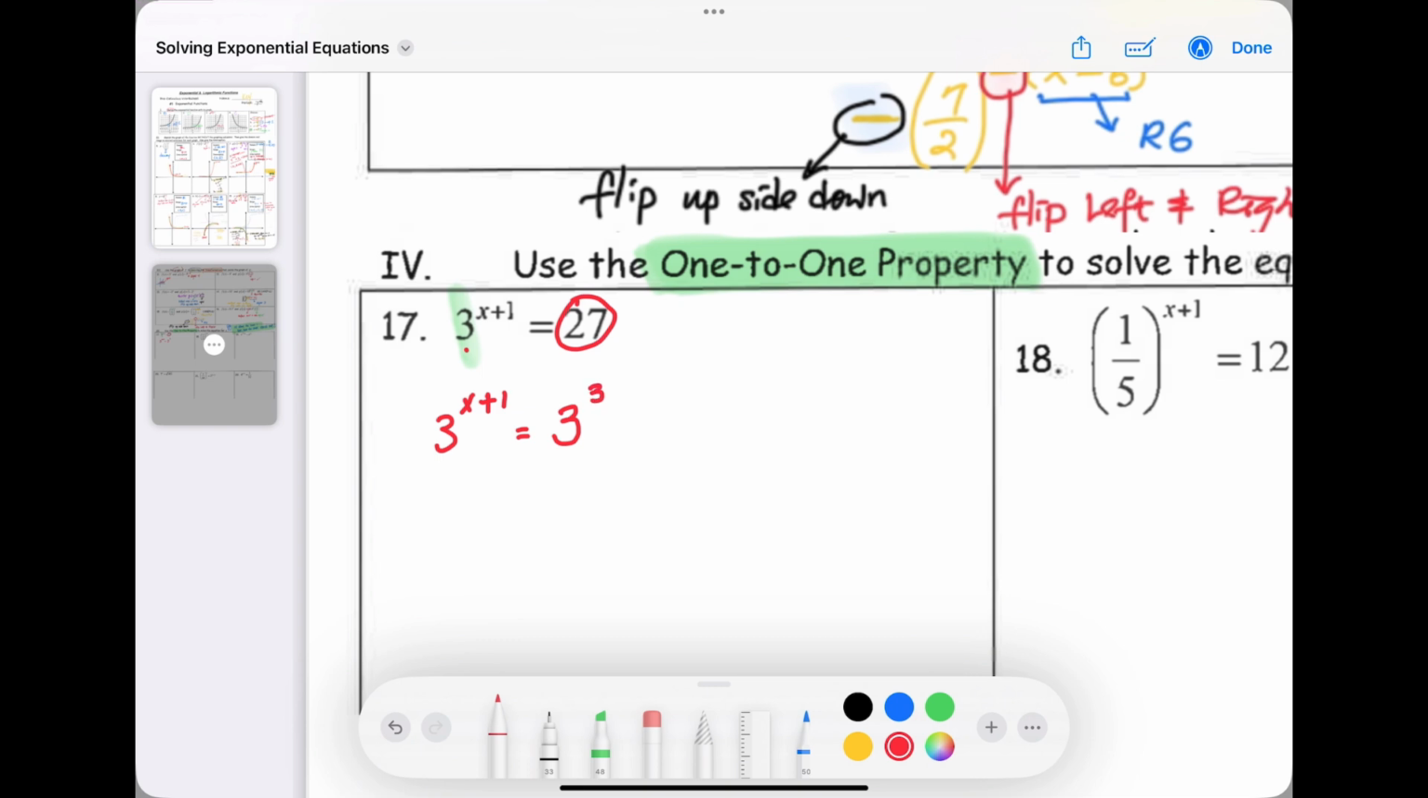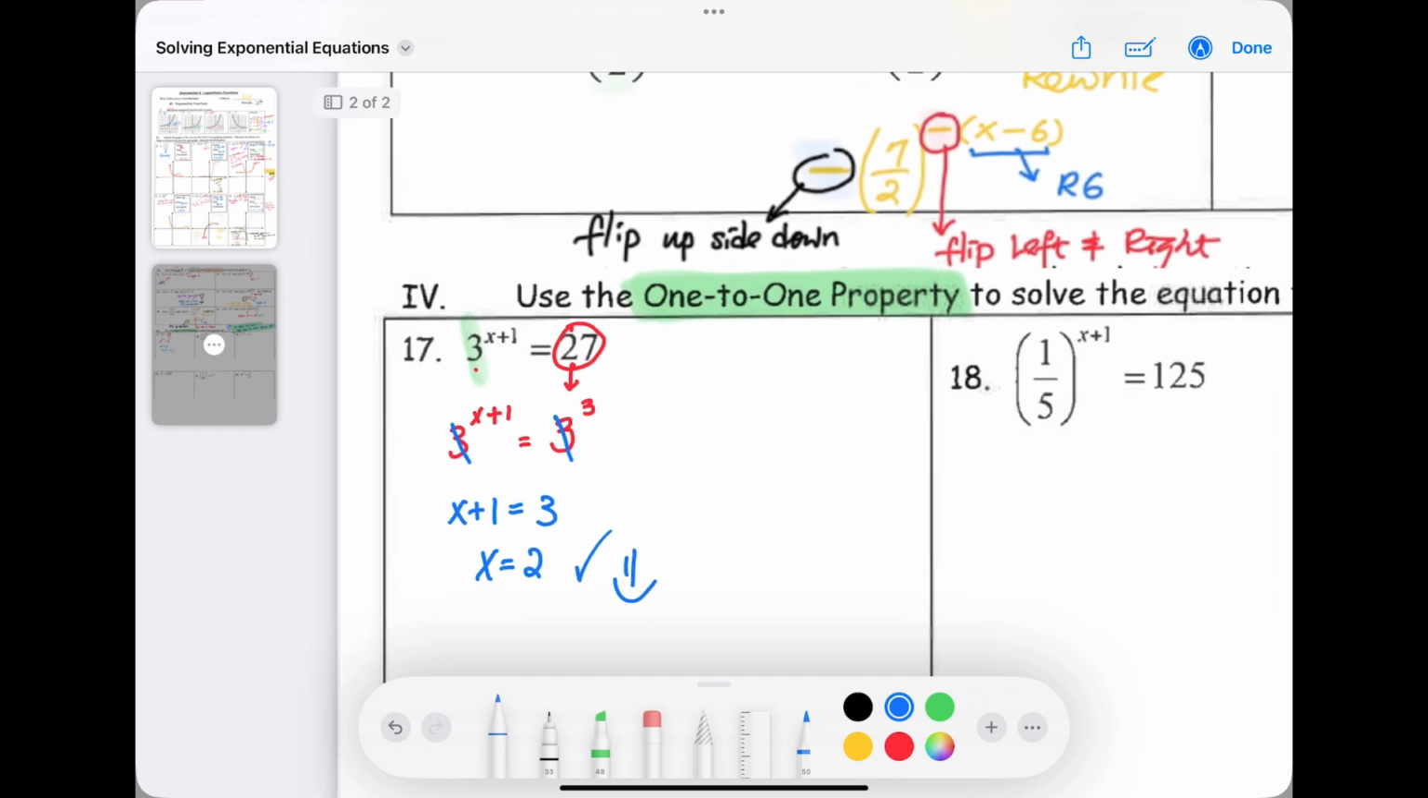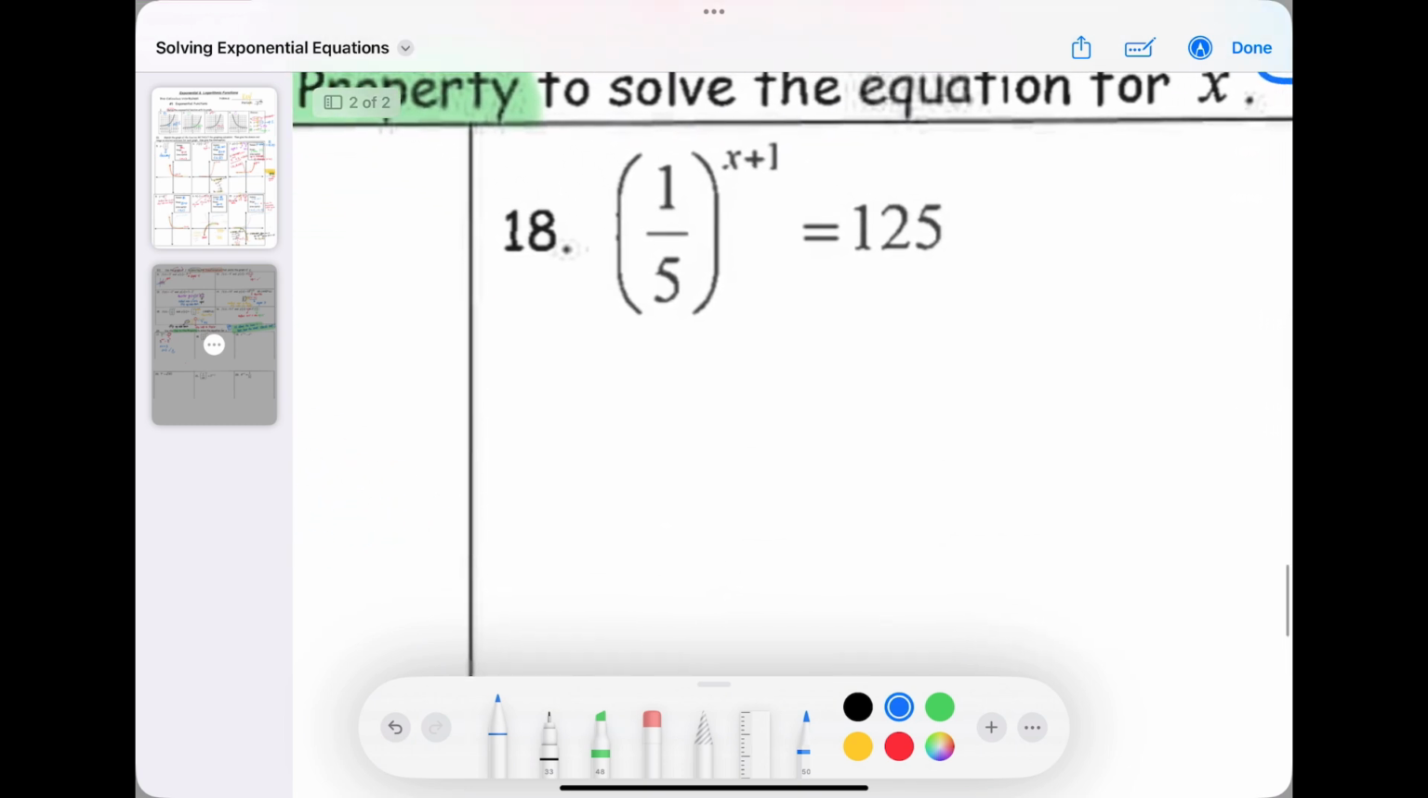You know that 3 times 3 is 9, and 9 times 3 is 27. So base 3 to the power 3 is 27. So therefore, I got it. All about the base. If the base is the same, we can cancel out. So 3 and 3 cancel out. What do I have left? I got x plus 1 is equal to 3, so x is equal to, subtracting 1 from both sides, x equals 2. So this is what we mentioned about, all about the base with the one-to-one property.